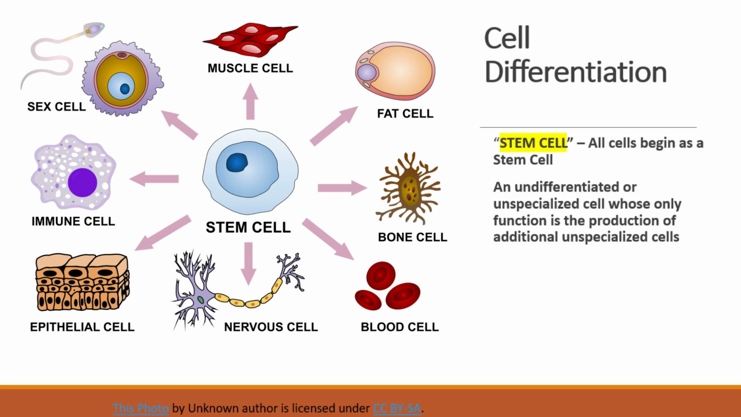Cell differentiation. Cells begin as stem cells. They are undifferentiated. The diagram on the slide shows how one unspecialized stem cell can differentiate to become many specific cells. Differentiate means to specialize.